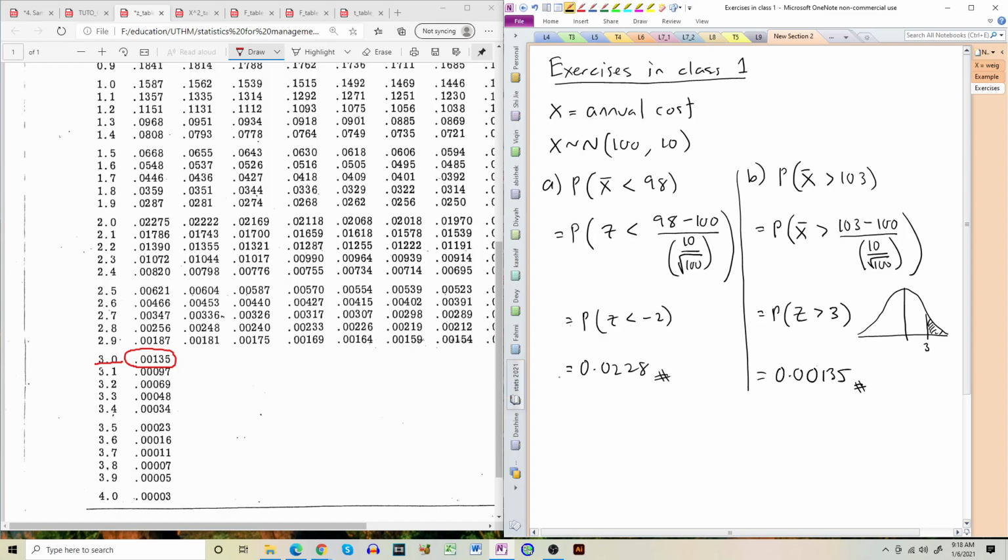You can round off here. I rounded off 228, supposed to be 2275. You can also write 2275 for question A, because previously I was using a different table. Now I'm using the PPA table. So don't worry, you can round off and you can still give the answer.